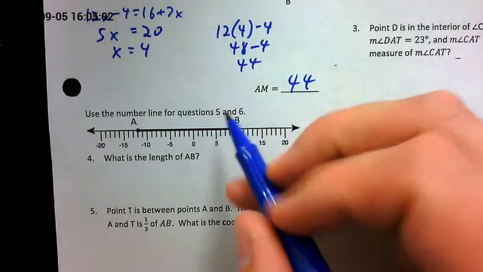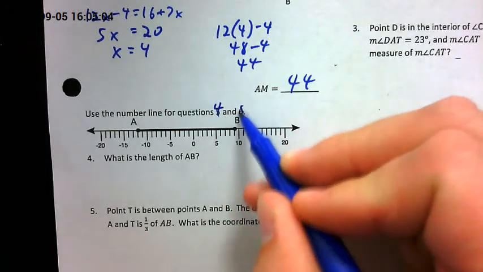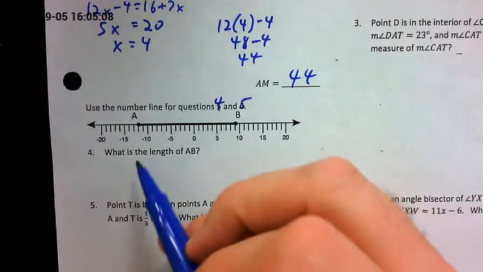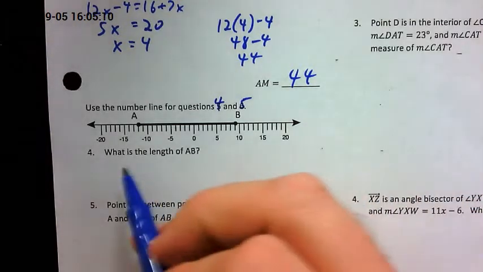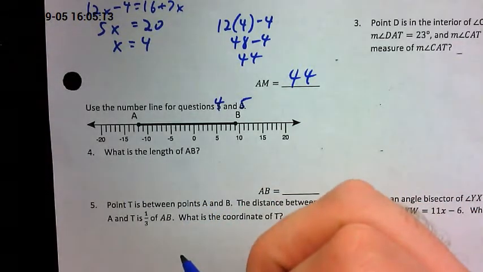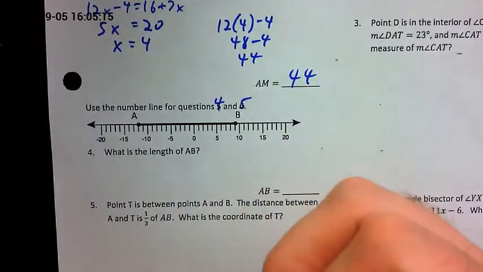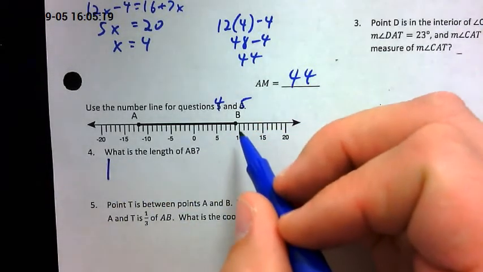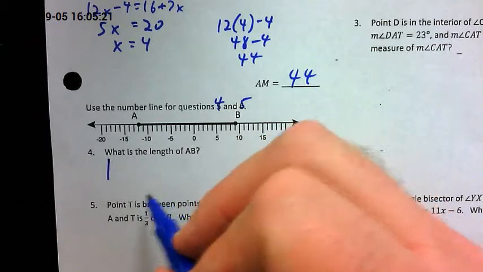Now, this was numbered wrong. This should have been 4 and 5. So this number line is being used for both 4 and 5. First, what's the length of AB? In order to find length, you do the difference and then the absolute value. It doesn't matter what direction you go for this, so we can start from either end.